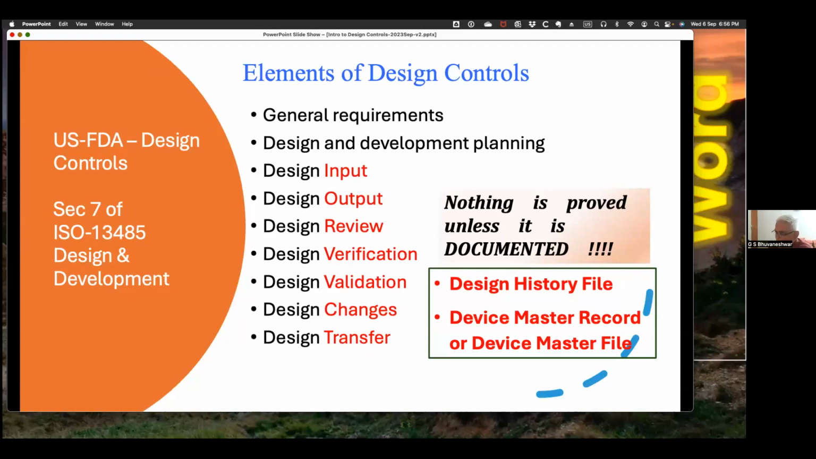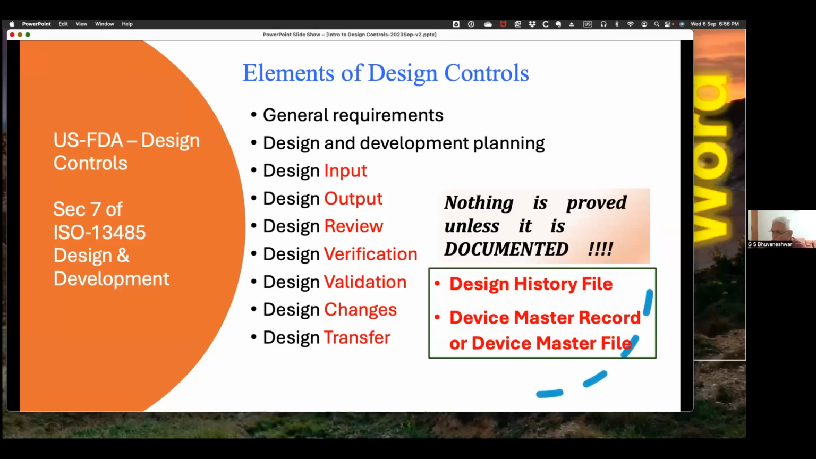Remember that as far as regulatory is concerned, nothing is proved unless it is documented. Unless you can do it in a documented fashion with test reports and test results and so on, none of the regulators are going to believe that you've done all this. So just showing them a product is not enough. You need to show that you've done all the things required for ensuring that your product is safe and your product works as you claim it to be.